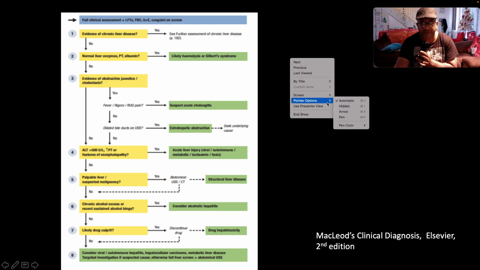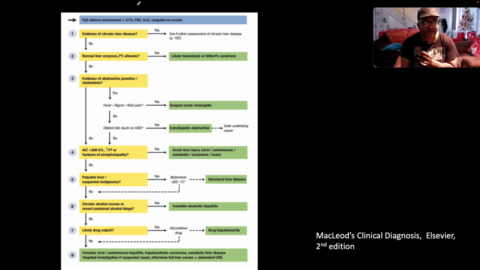So I'm sorry that the font is a bit small here, but if you're assessing a patient who has jaundice, it's good to do a liver function test, full blood count, urea and electrolytes, and a coagulation screen. The first question to ask: is there evidence of chronic liver disease? Right, you know the stories, we've covered this. Is there leukonychia? Is there palmar erythema? Is there axillary alopecia, testicular atrophy, together with the jaundice? Right, then you want to consider causes of cirrhosis.